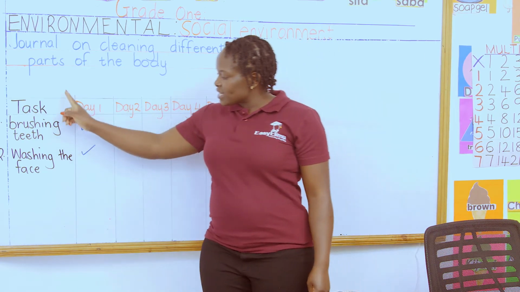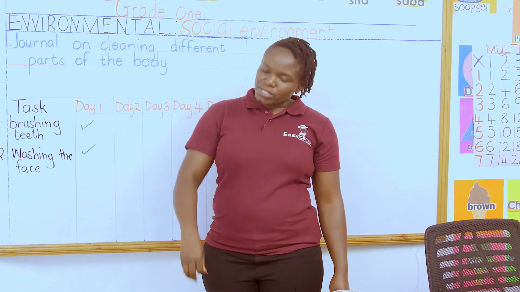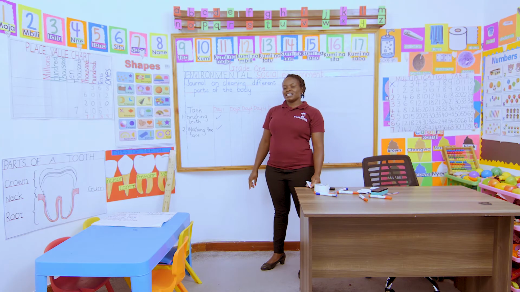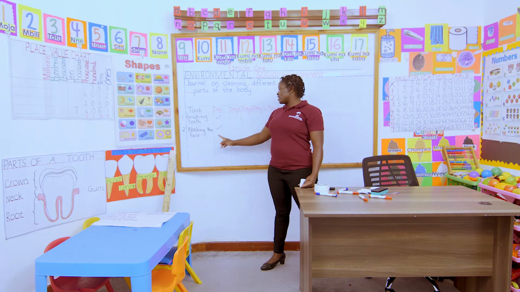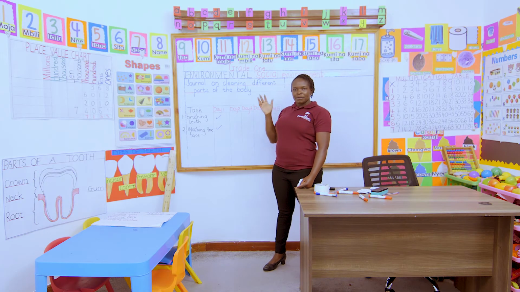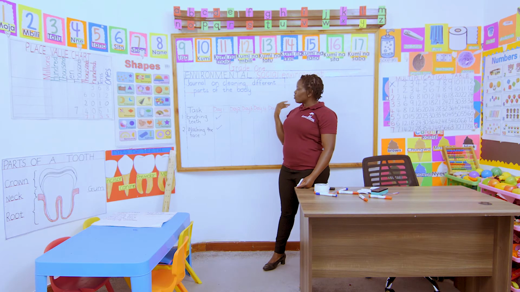Indicate here in the task what you normally do as a person. Will the girls write here washing of the hair? They don't wash their hairs daily. Maybe they write washing the hair and they tick only on day one. That is when they wash the hair and then it was plaited. After that, the other days it's only putting some oil and they go to school.